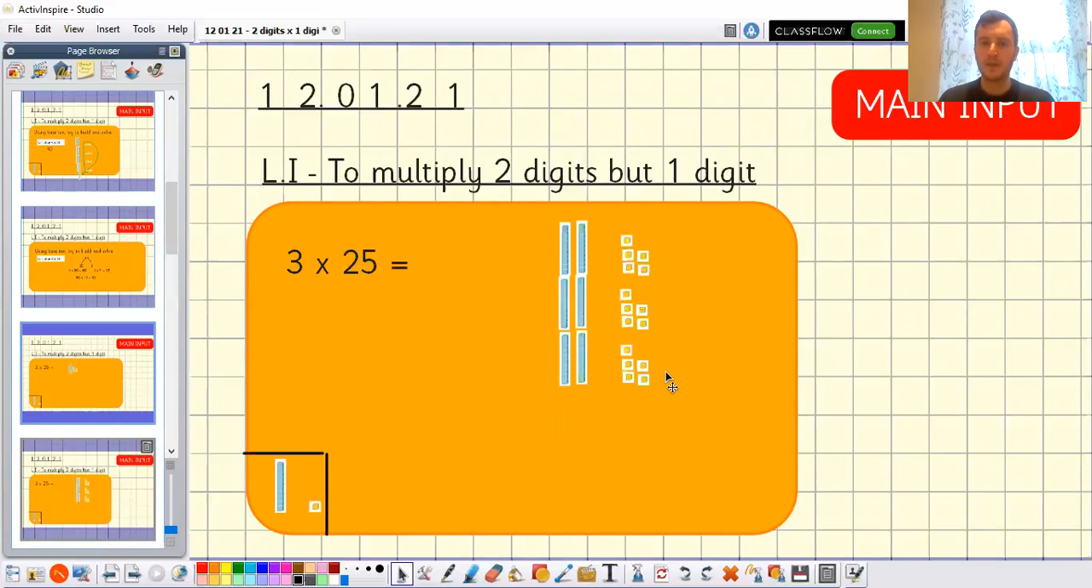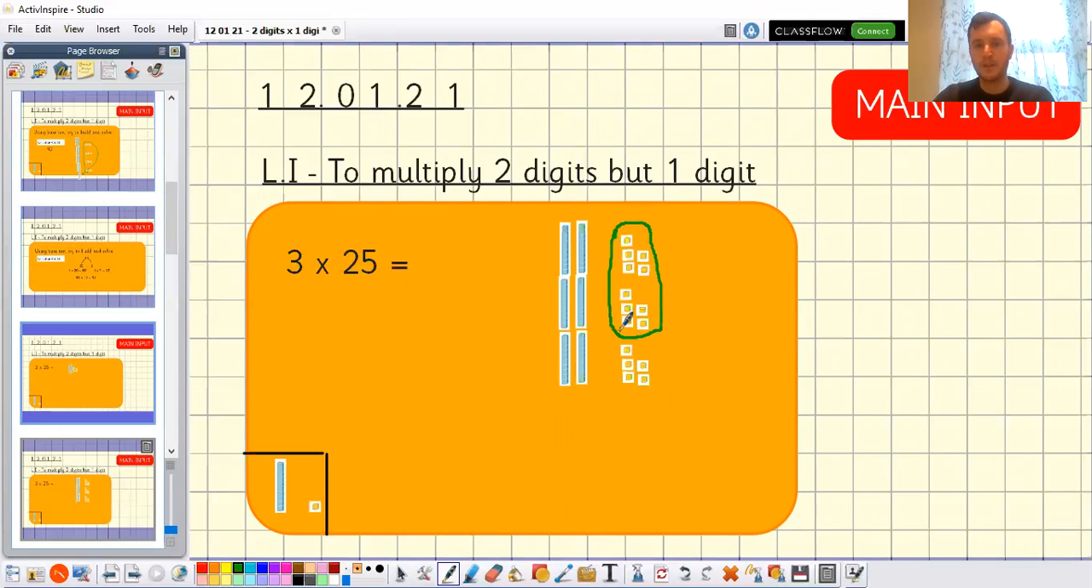Again, can any of you spot an issue here? What do I need to do? So at the moment, I've got 10, 20, 30, 40, 50, 60, and 5, 10, 15. I've got 60, 15. Again, that's not a number. I can't say my answer is 60, 15. What do I need to do? Well done if you said you need to regroup 10 ones into 1 10, just like we did before.